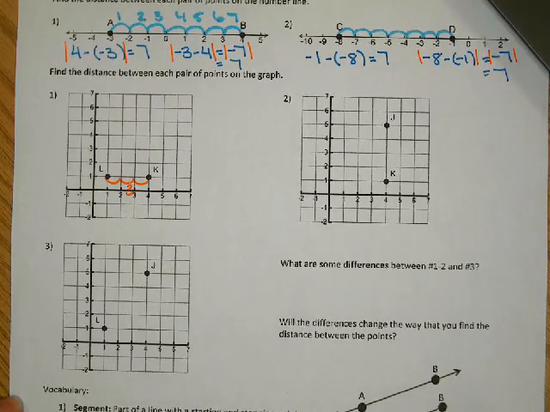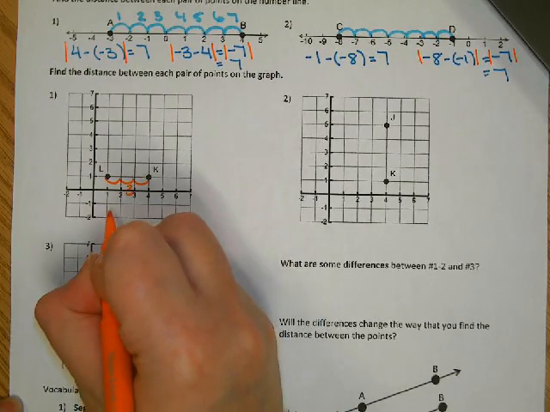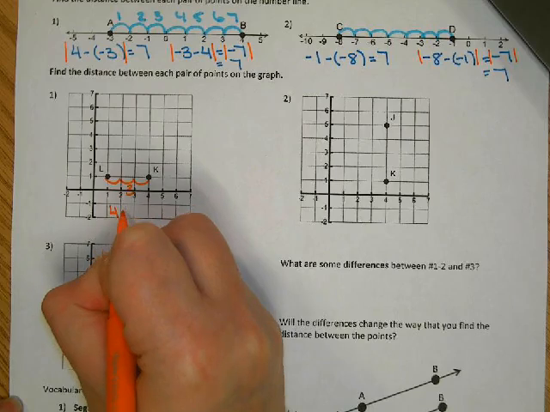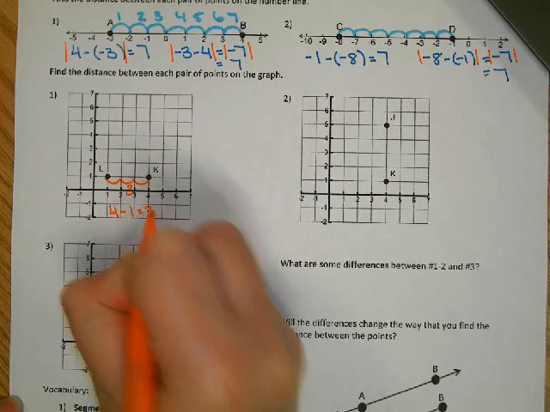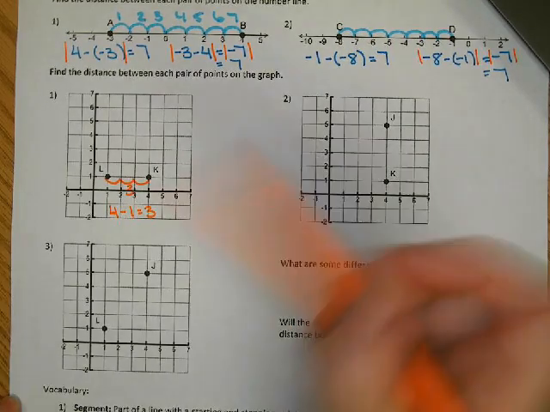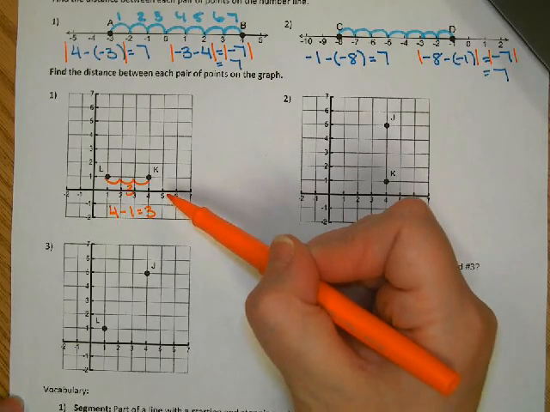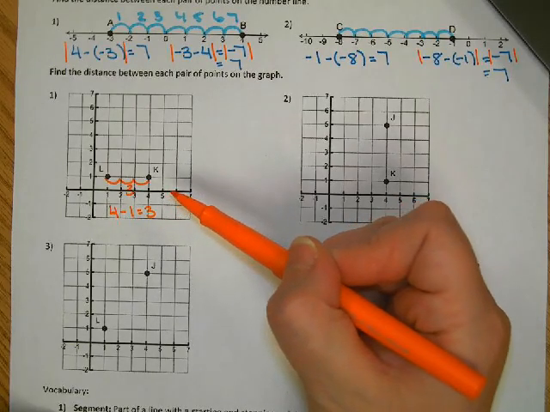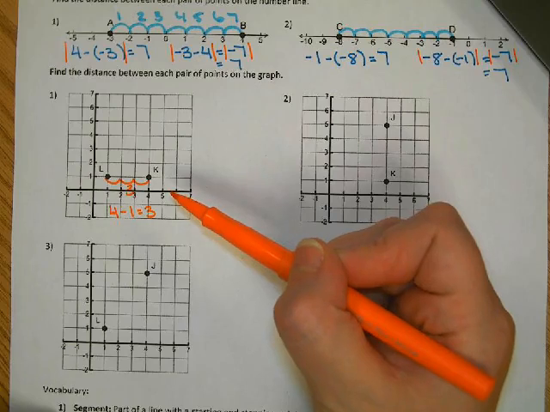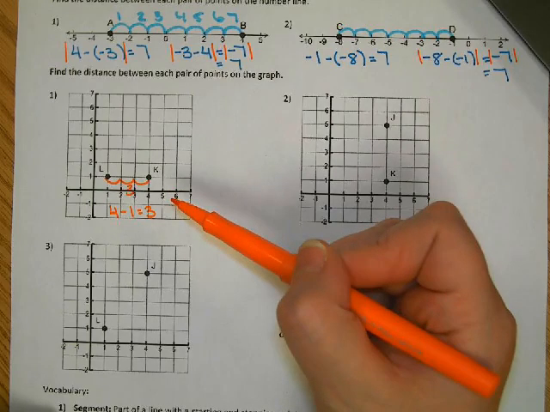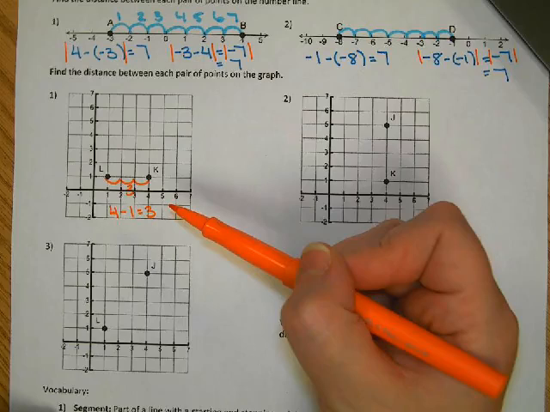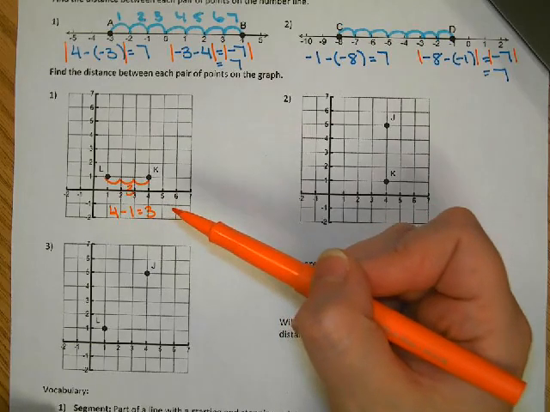We can count or we can use subtraction. So we can say 4 minus 1 gives us 3. Because counting is fine right now, right? These are little numbers, but what if I gave you numbers that were 1,000 and 2 and 1,000?